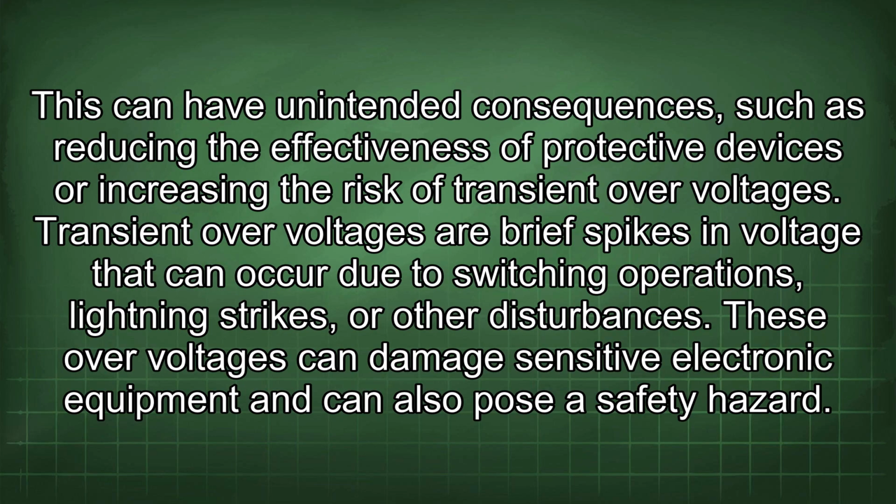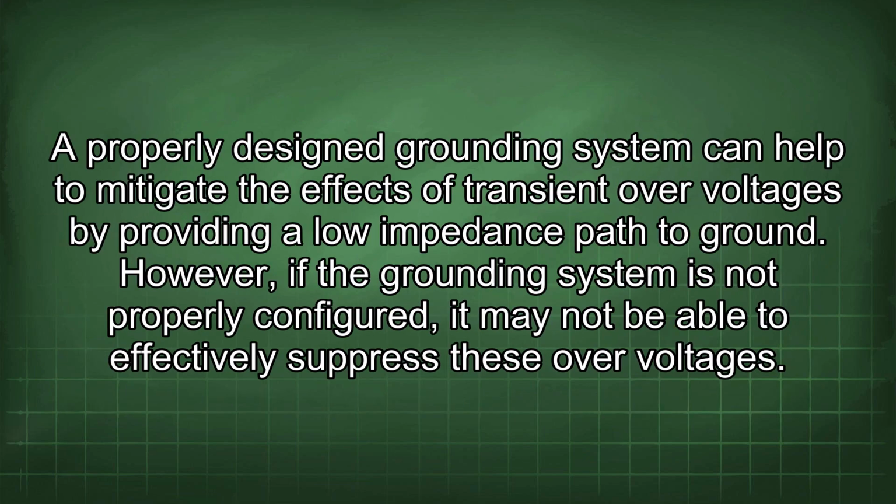Transient overvoltages are brief spikes in voltage that could occur due to switching operations, lightning strikes, or other disturbances. These overvoltages can damage sensitive electronic equipment and can also pose a safety hazard. A properly designed grounding system can help to mitigate the effects of transient overvoltages by providing a low impedance path to ground. However, if the grounding system is not properly configured, it may not be able to effectively suppress these overvoltages.